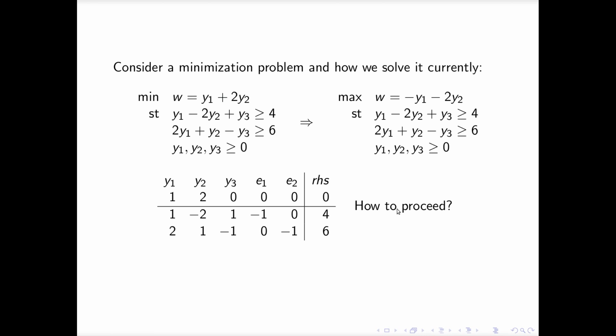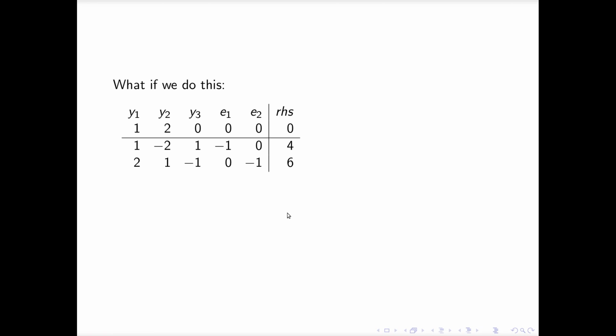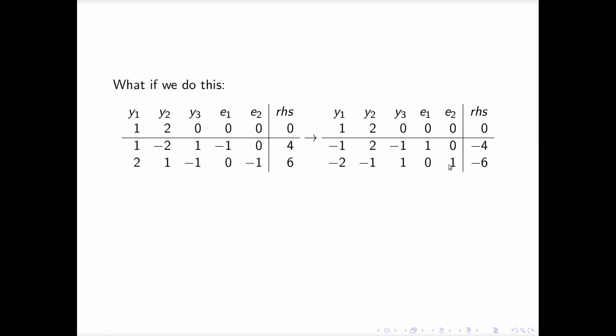Well, the idea behind big M and two-phase was to introduce the artificial variables, and that gave us columns of the identity. But let's see if we can do something different. What happens if we negate the two rows? What we have here then, if we interpret this correctly, is y1 equals 0, y2 equals 0, y3 equals 0, e1 is equal to minus 4, and e2 is minus 6.